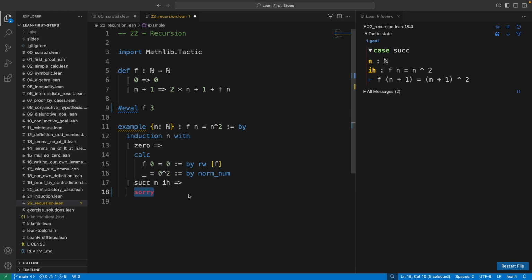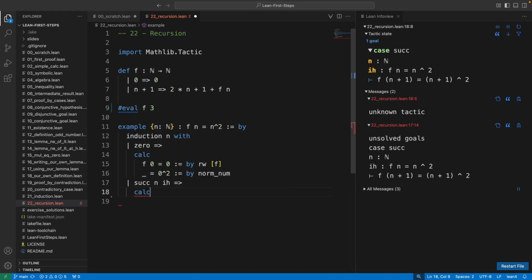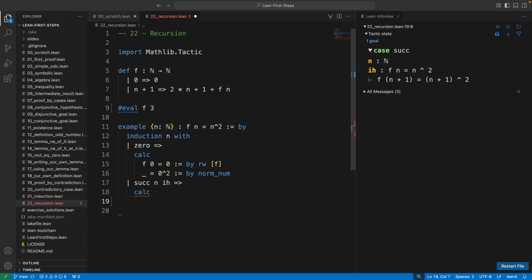And for the induction step, again a calc, slightly more involved, bit of algebra, but we've done it in the maths part already. So we want to prove, in fact the goal state tells us, that we can assume fn is n squared. That was the inductive hypothesis. And we need to prove that f of n plus 1 is n plus 1 squared, just in case we lose sight of what we're trying to do.